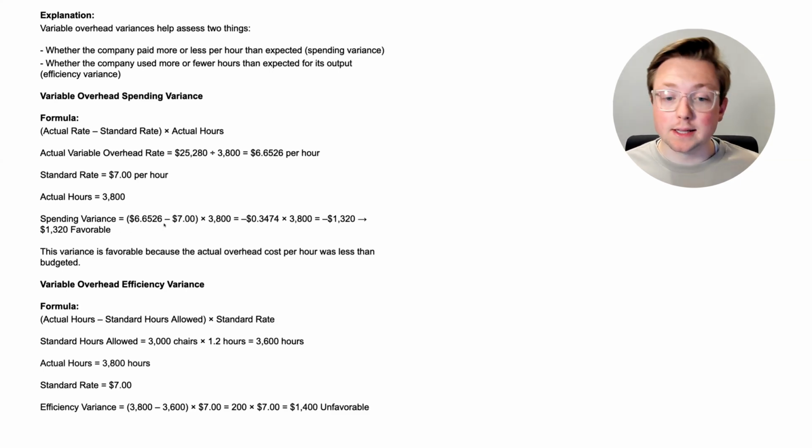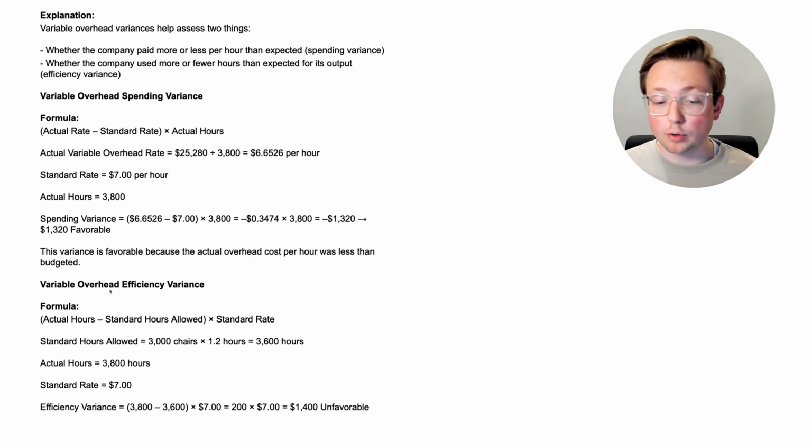$6.6526 less $7 gives you negative $0.3474 multiplied by 3,800 hours, and that gives you a negative $1,320 favorable variance. And that variance is favorable because the actual overhead cost per hour was less than budgeted. So that makes sense, again, because this cost per hour is less than the $7, so it's going to be negative, but in this case, it's favorable because that means that they spent less money per hour for the variable overhead. So the spending variance here is a favorable spending variance.